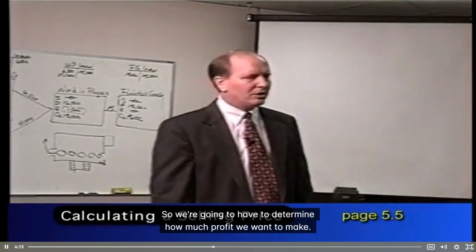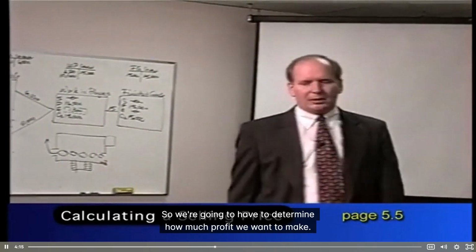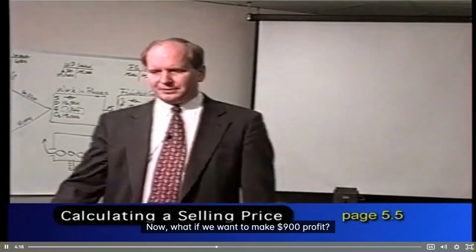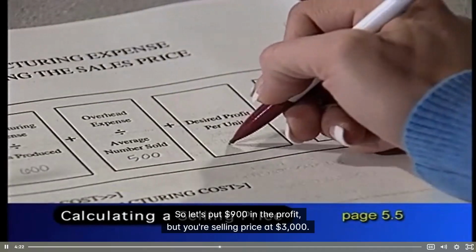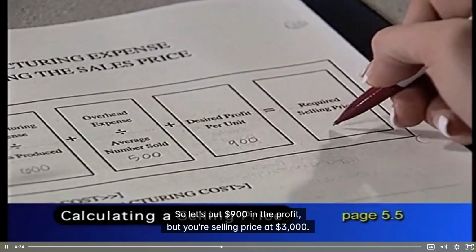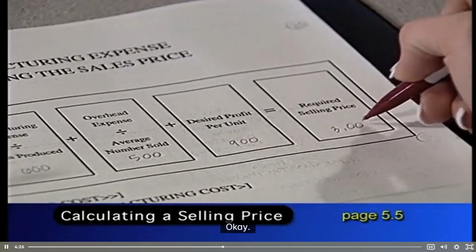So we're going to have to determine how much profit we want to make. Now, what if we want to make $900 profit? Then we need to sell it for $3,000. Very good. So let's put $900 in the profit. Put your selling price at $3,000. Okay?